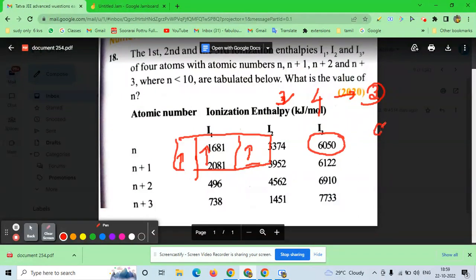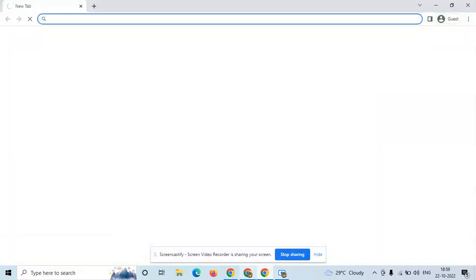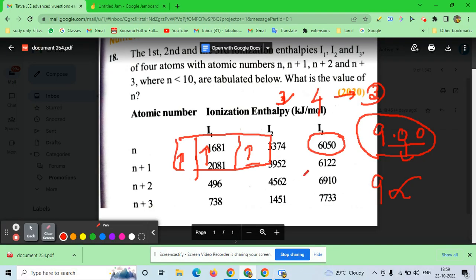So the answer is going to be 9.00. Why 9.00? In JEE Advanced, you should keep two decimals. If you give the answer as 9, it would be marked wrong. So two decimals, 9.00 is the answer. The question was very simple. If you can solve it easily, it is going to be very easy for you.